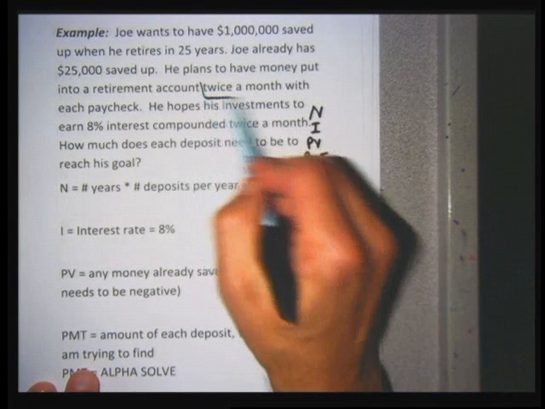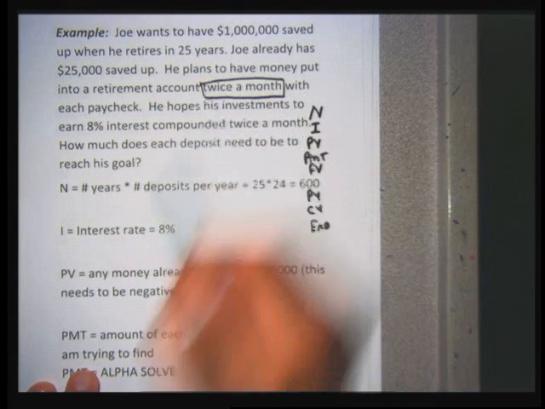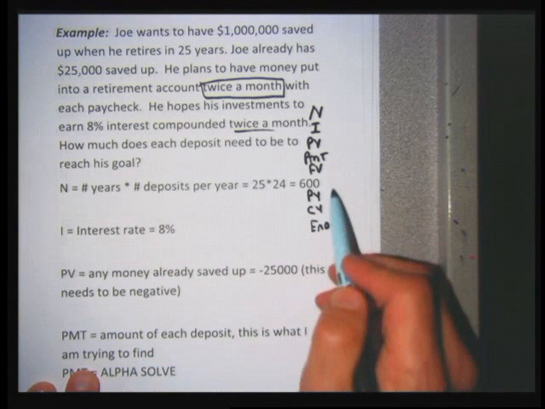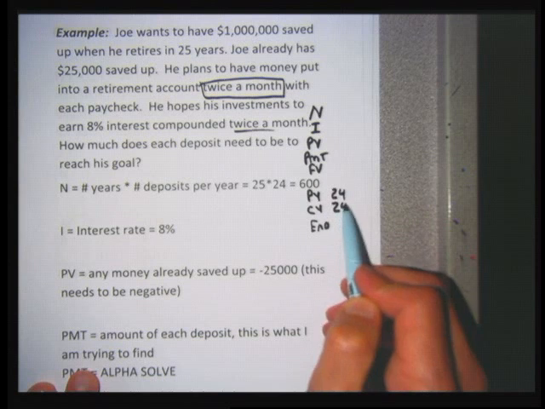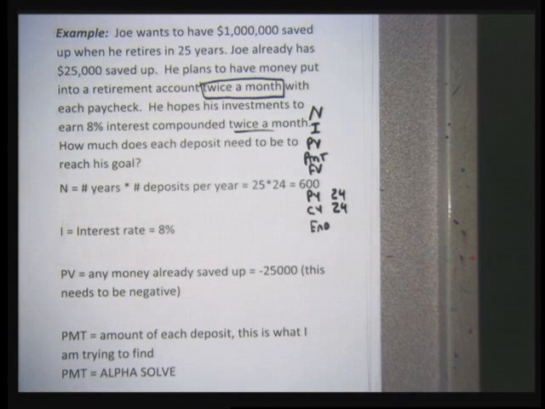And I see twice a month here. And when I see twice a month, the PY and the CY are 24. So I'd like to knock those out first. And now I'm going to dig through the problem.